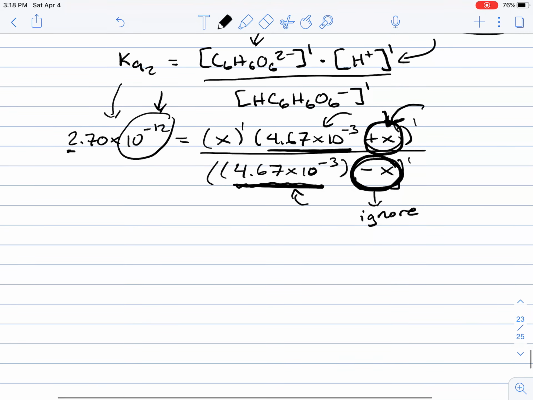And so if we ignore both of these x's, then what we get is 2.70 times 10 to the negative 12, which is equal to x over, oops, let me write this a little bit lower.